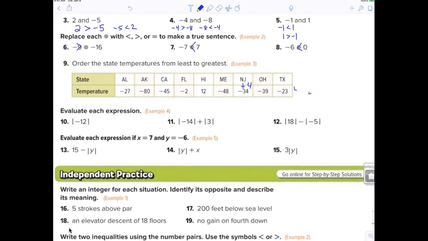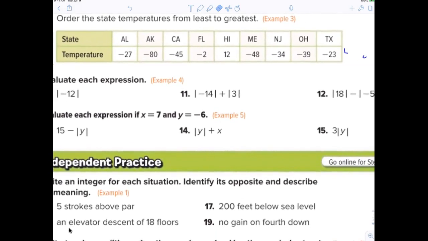All right, Oscar. It looks to me like you get to order the temperatures from the least to the greatest. So let's blow this up. Tell me which one's the least. Negative 80. So everybody write negative 80 down.